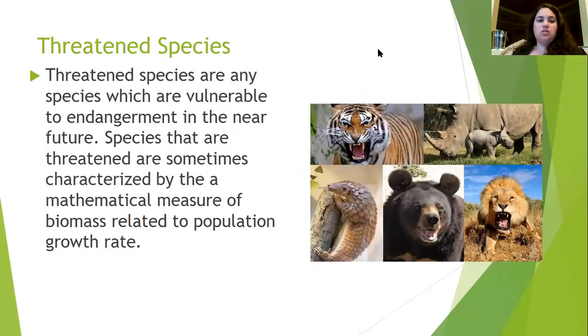All right, threatened species. So threatened species are any species which are vulnerable to endangerment. So they're not endangered yet, but they are close to being in the endangered category, meaning there will be endangerment in the near future. Species that are threatened are sometimes characterized by a mathematical measure of biomass related to population growth rate. So pangolins, for example, the pangolin is right under the tiger. That is a threatened species, so very close to being endangered. The rhino is also very close to being in the endangered category.